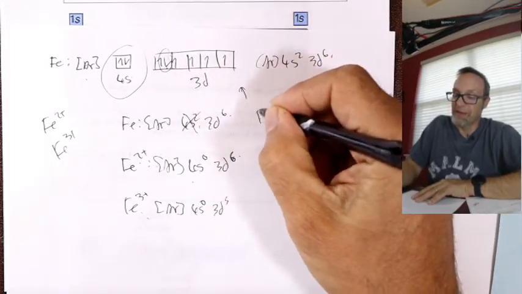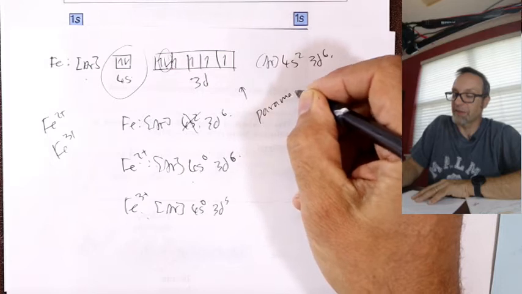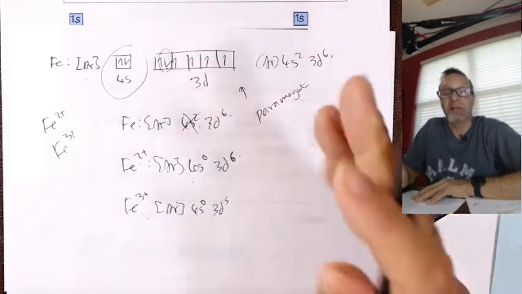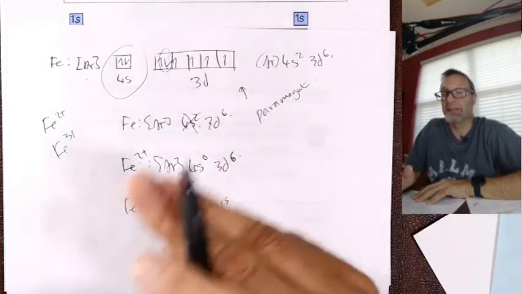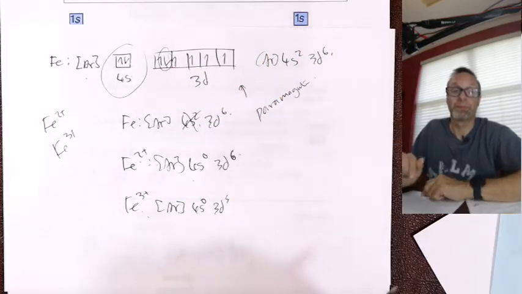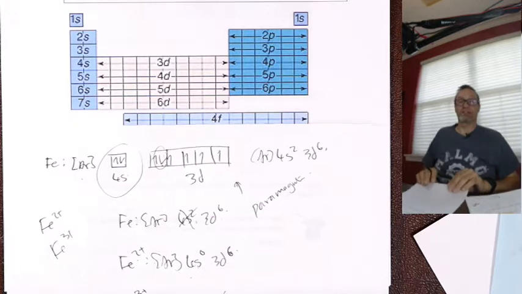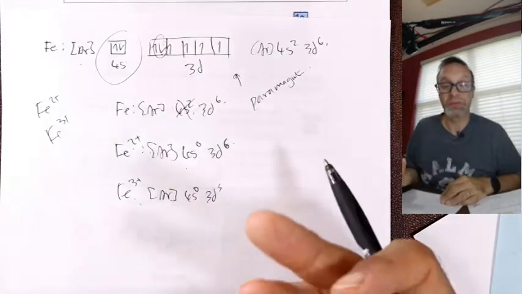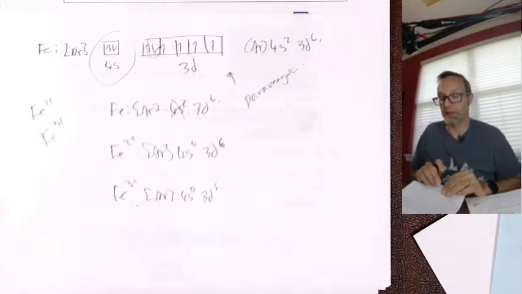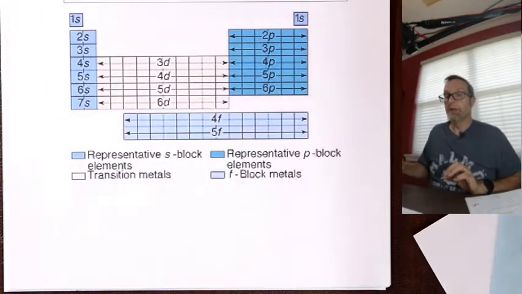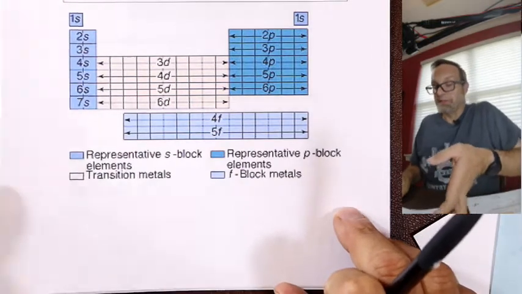That's called paramagnetic. So if anything's paramagnetic, it's got lots of unpaired electrons. If anything's diamagnetic, it's got literally no unpaired electrons. They're all paired up, right? Okay, so that's why transition metals, those with d orbitals, are usually magnetic, because they have the capability to have lots of unpaired electrons. All right, so that's great, right?